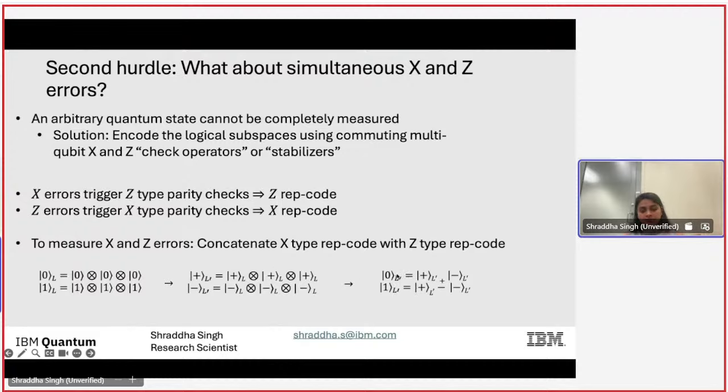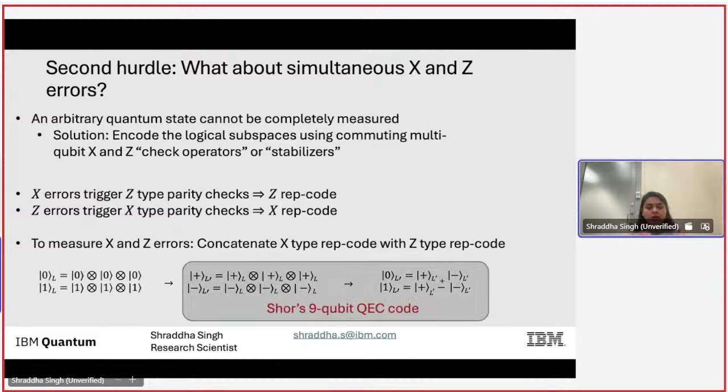And then essentially your 0 logical dash and 1 logical dash of the final code is given as follows. This should be not in the subscript, it should be here. So it's plus plus minus over root 2 plus minus minus over root 2. As we know, 0 and 1 logicals are plus and minus superpositions of plus and minus states. So this essentially is Shor's 9 qubit QEC code.